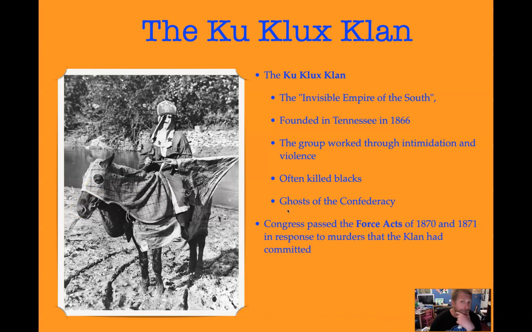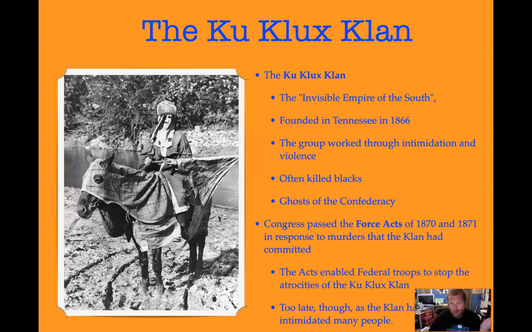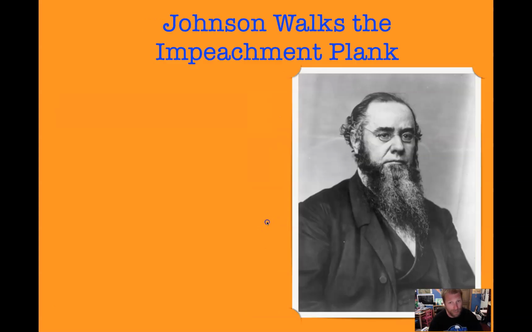And in retaliation, Congress passes the Force Acts of 1870 and 1871 to try to give a little bit more oomph to take on the Klan with the federal government. The military, which is occupying the South, that kind of largely becomes their task, is to try to protect African Americans from the KKK. And so it enabled federal troops to stop the atrocities of the KKK. It was too late. The KKK was super effective. It intimidated many people. They didn't register to vote. They didn't speak out. And by the end of Reconstruction, when the federal troops pull out in 1877, the KKK largely disappears. It's reborn in 1915 in Stone Mountain, Georgia, because of a movie, The Birth of a Nation, by D.W. Griffith. We'll get into that in later chapters.